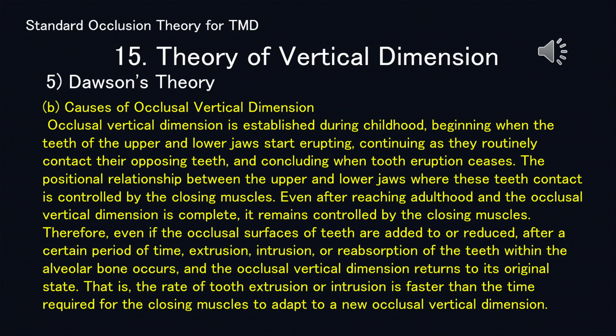Even after reaching adulthood and the occlusal vertical dimension is complete, it remains controlled by the closing muscles. Therefore, even if the occlusal surfaces of teeth are added to or reduced, after a certain period of time, extrusion, intrusion, or reabsorption of the teeth within the alveolar bone occurs, and the occlusal vertical dimension returns to its original state. That is, the rate of tooth extrusion or intrusion is faster than the time required for the closing muscles to adapt to a new occlusal vertical dimension.